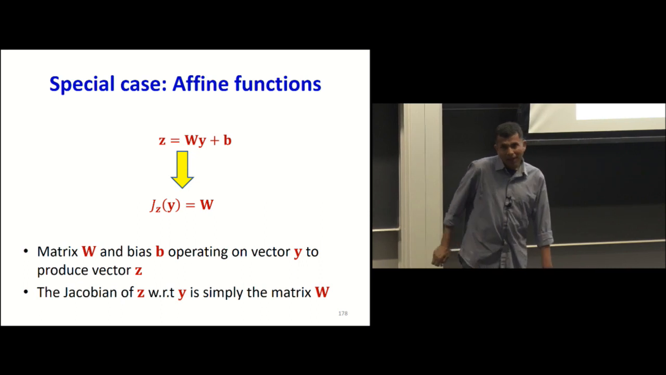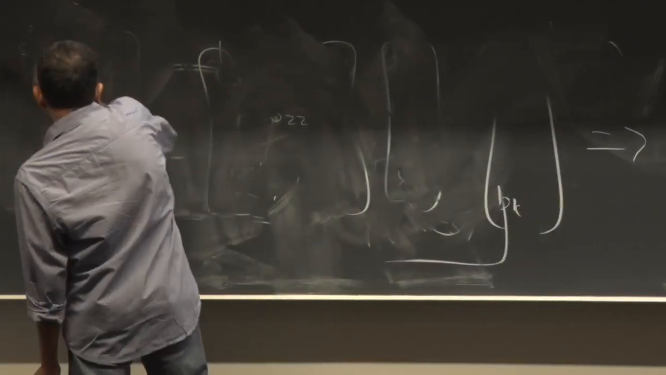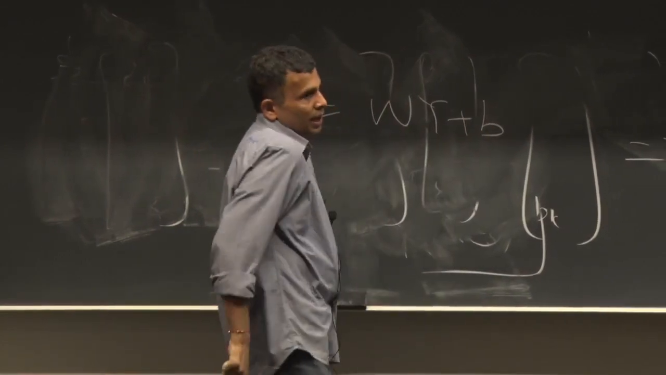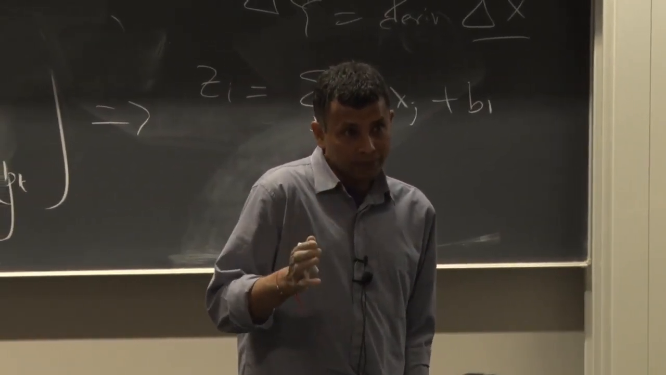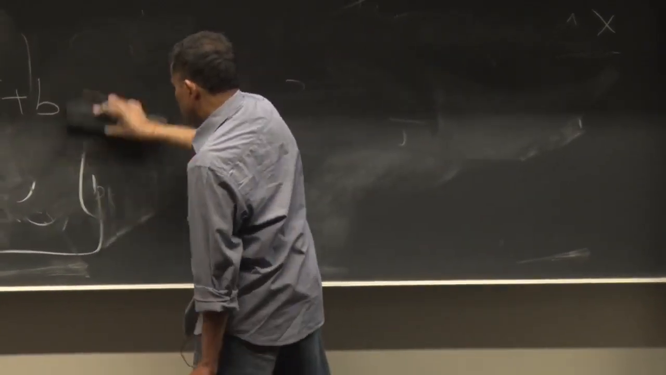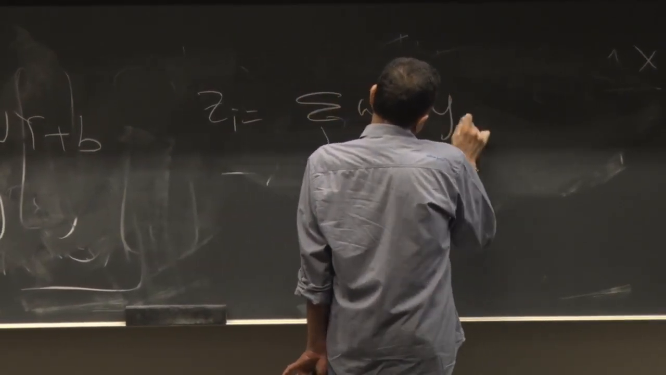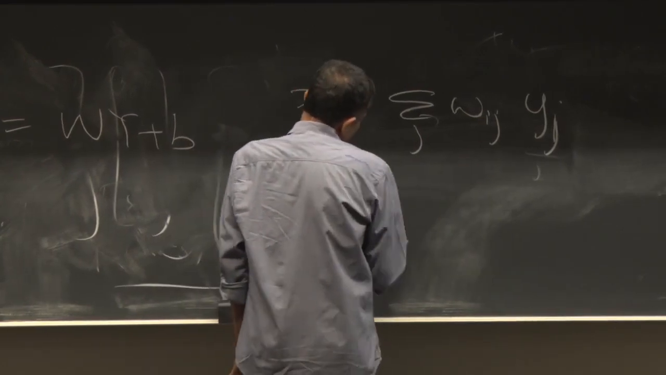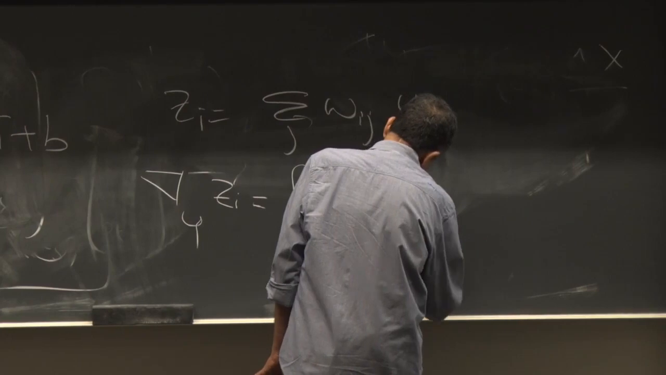But then let's go back and look at this. If I just say z equals w y plus b, right? And w is a matrix, z and y are vectors. What is the derivative of z with respect to y? Now, what this really means is z_i equals the summation over j of w_ij y_j, correct? So the gradient of z_i with respect to y, which is all of the y's, is going to be the partial derivative of z_i with respect to y1, the partial derivative of z_i with respect to y2, and so on.